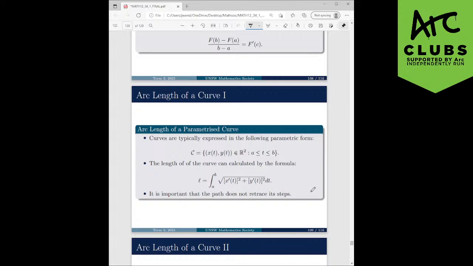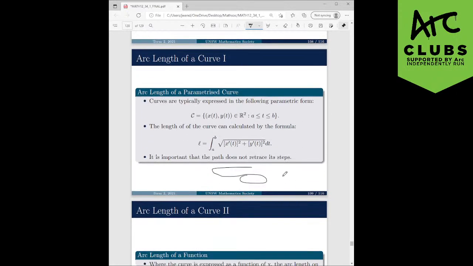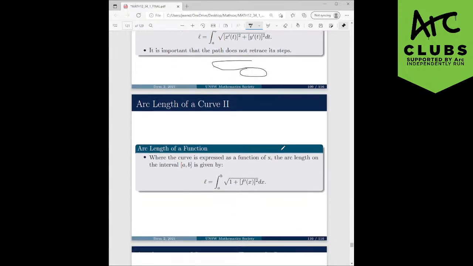It's important the path doesn't retrace. That just means that your curve doesn't do a little loop-de-loop back. If your curve does a little loop-de-loop like that, you definitely got some issues there. But generally, you should be cool. They'll give you the curve and life will be great. You can go ahead and evaluate the length of the curve.